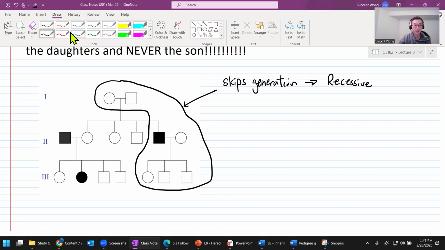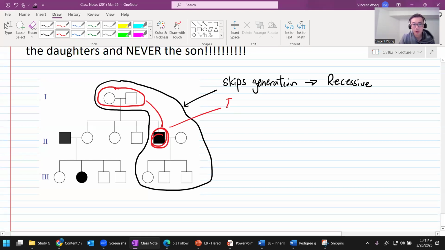The child has it, but what? There needs to be a "but" in that statement. But the parents do not. That's right. Look, these people don't have it, but then the kids do. So you can say two unaffected parents, both heterozygous, have an affected child, right?